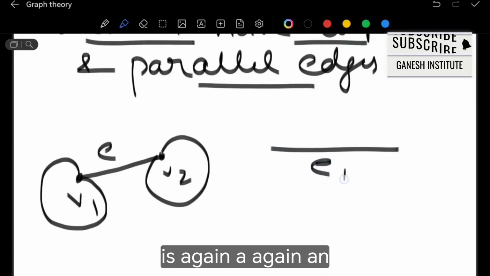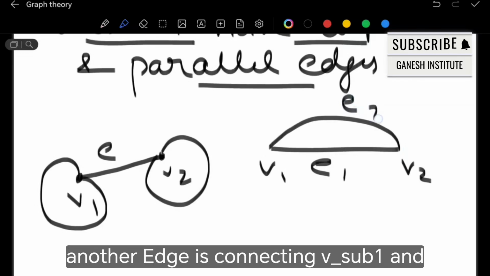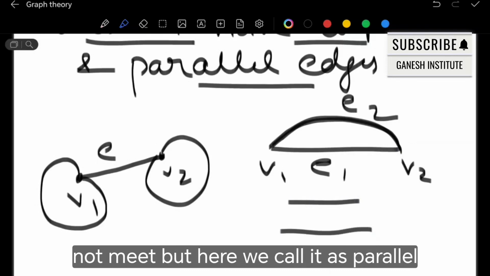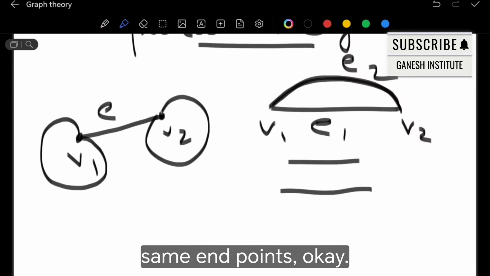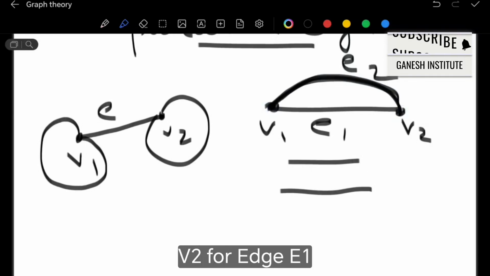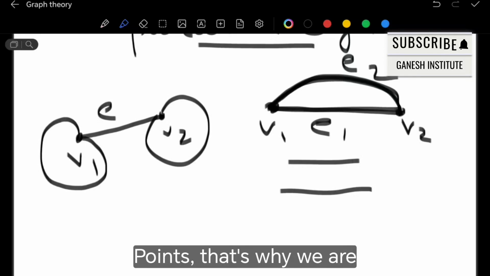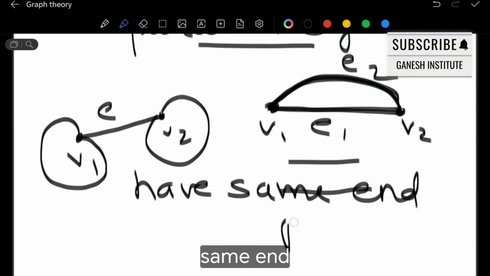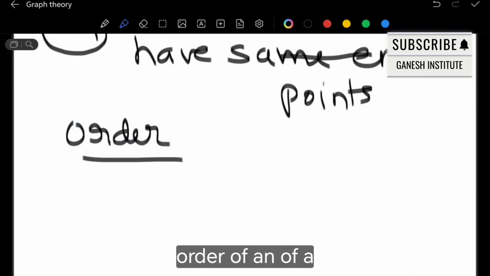And then what is the concept of parallel edges? For example, this is again an edge. V1 and V2 are vertices. If a line is passing through, another edge is connecting V1 and V2. This edge is parallel to E1. Now you might be wondering that parallel is something which does not meet, but here we call them parallel edges, okay? Parallel edges basically have the same endpoints. For edge E2, we have endpoints V1, V2. For edge E1, we have endpoints V1, V2. Because the vertices are the same, they have the same endpoints. That's why we consider them parallel edges, okay? Parallel edges have the same endpoints.